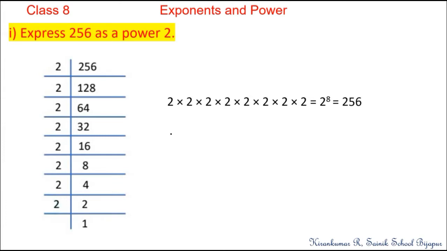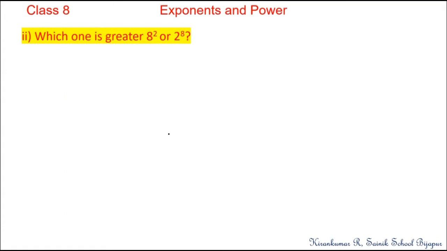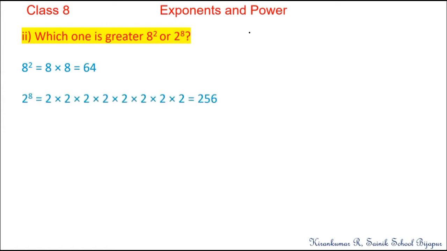Let's look at another question. In this question, I need to compare which one is greater, 2 raised to the power 8 or 8 raised to the power 2. What is the meaning of 8 raised to the power 2? 8 is multiplied 2 number of times, it is 64. 2 raised to the power 8: 2 is multiplied 8 number of times, it is 256. Clearly, 2 to the power 8 is greater than 8 to the power 2.